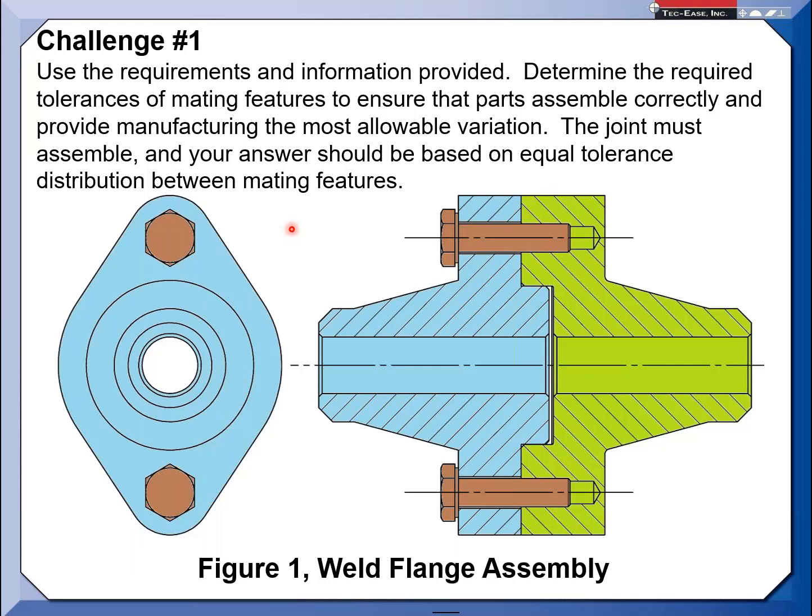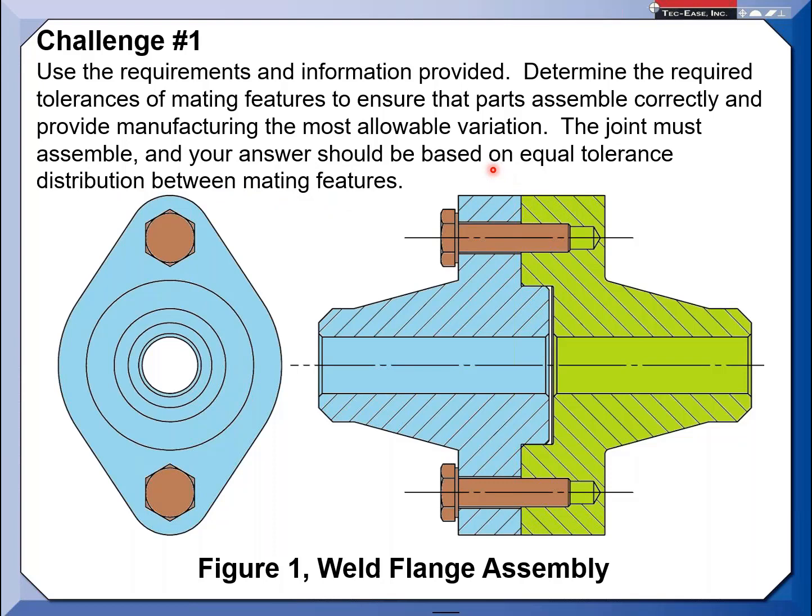So here, use the requirements and the information provided on the 2 views that we provided with the male and female parts. Determine the required tolerance of the mating features to ensure the parts assemble correctly and provide manufacturing the most allowable variation. So in other words, based on what you're seeing here, how can we not change anything, but give manufacturing as much allowable variation based on certain parameters that engineering would look at in pulling this joint together. So the joint must assemble. It's always got to go together, no interference fits, and your answers should be based on equal tolerance distribution between the mating features.